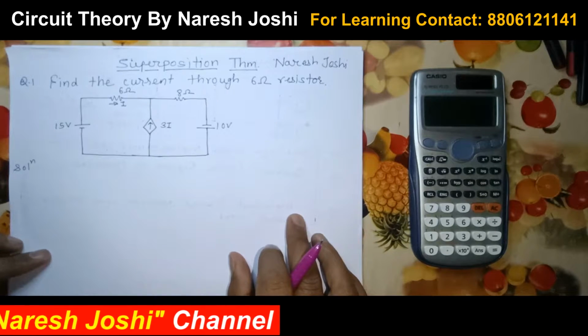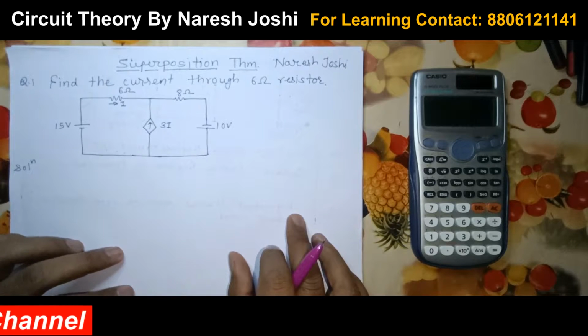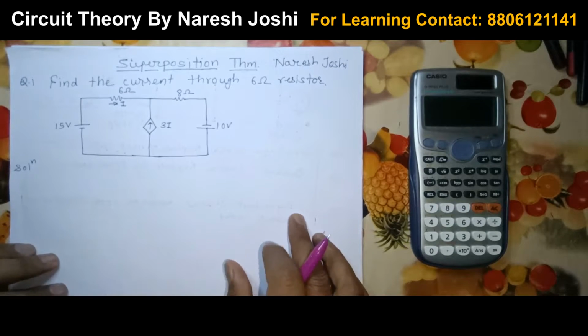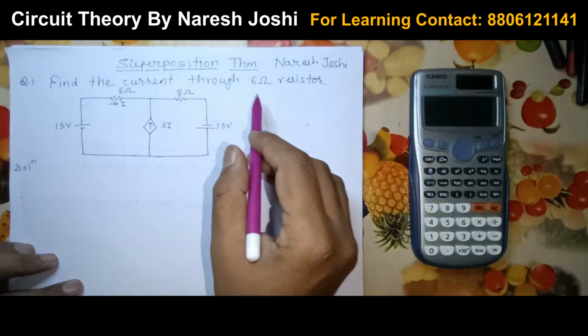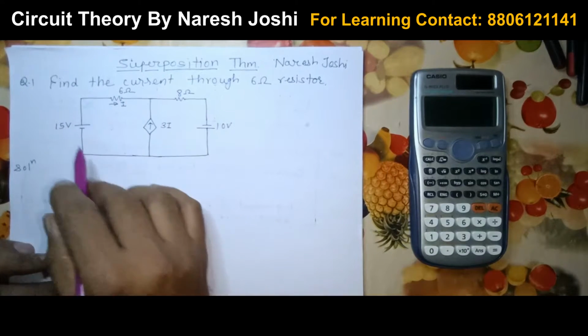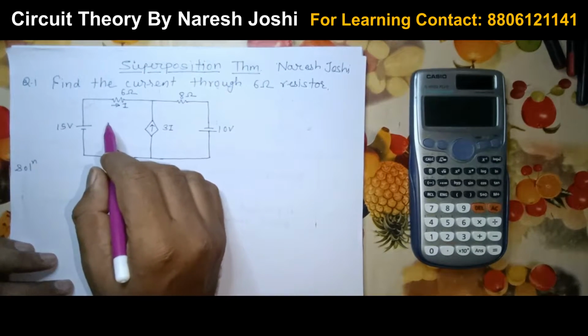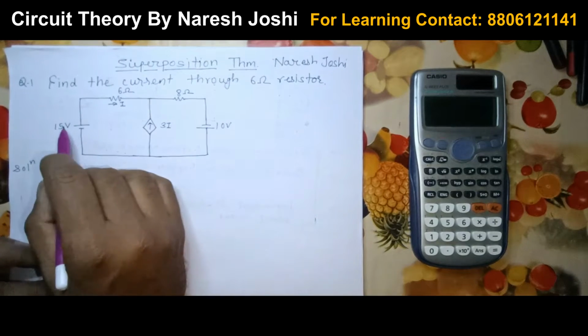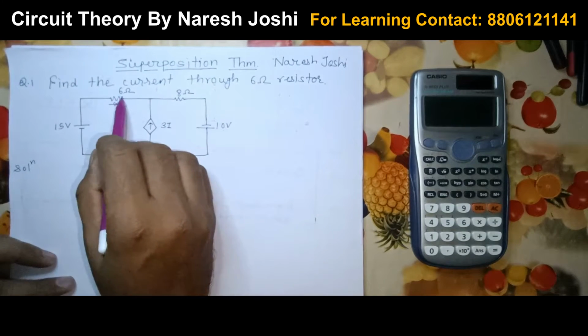So let's see, today we are going to discuss the superposition theorem numerical. Okay, so what is the numerical? Let's see. Find the current through the 6 ohm resistor. I have taken one example. You can see the circuit diagram here: it has 15 volt, 10 volt, 6 ohm, and 8 ohm.